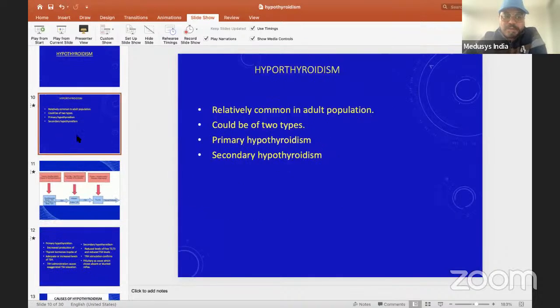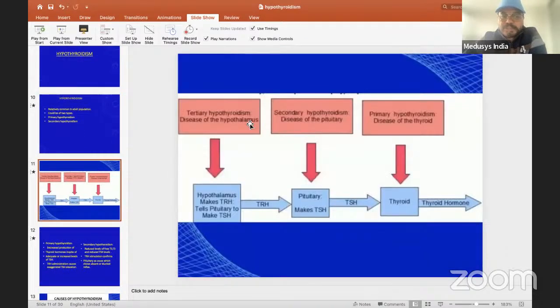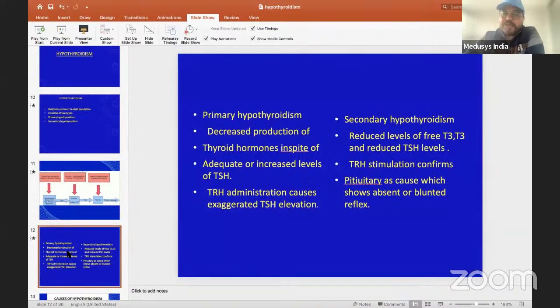Now, coming on to this, primary hypothyroidism is disease of the thyroid. Secondary hypothyroidism is disease of the pituitary, the pituitary makes TSH, and tertiary hypothyroidism is disease of the hypothalamus. Now, why is it called primary hypothyroidism? Because there's a decreased production of the thyroid hormones in spite of adequate or increased levels of TSH. And TRH administration causes exaggerated TSH elevation.